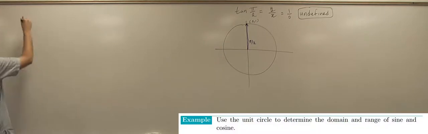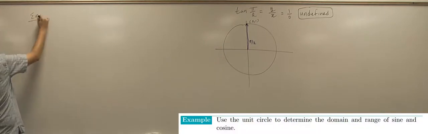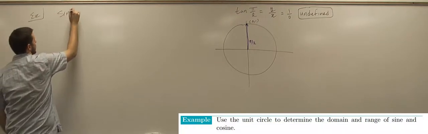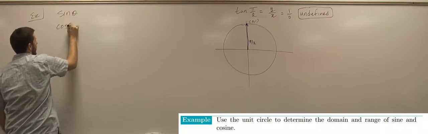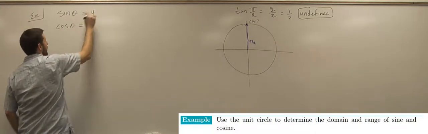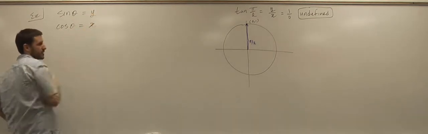One more sort of theoretical example here about the unit circle. I told you what sine and cosine are. Sine of an angle and cosine of an angle. On the unit circle, sine of the angle is equal to the y value, and cosine of the angle is equal to the x value.